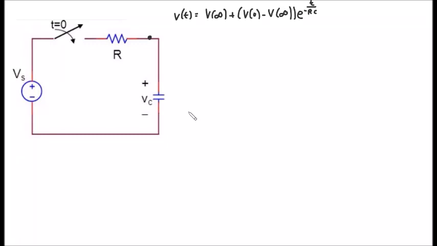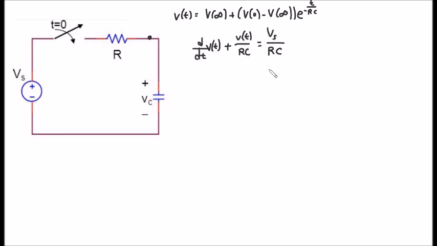Hello guys, in this video I'm going to show you where this equation comes from. This equation describes the voltage across this capacitor after time t0. If we apply KCL on this node right here, the equation that we get looks like this.